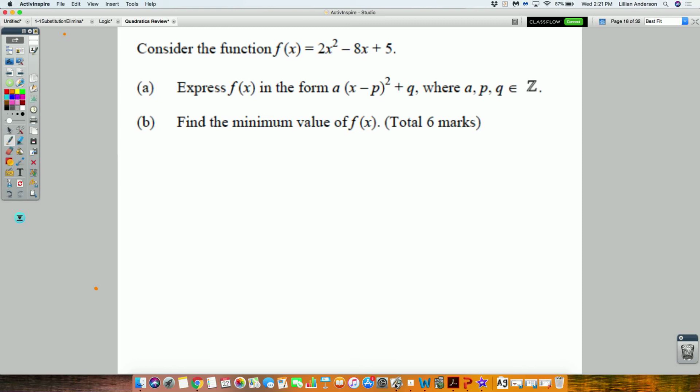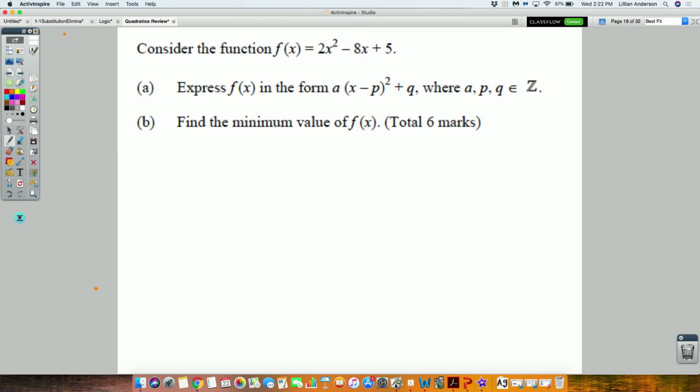Consider this function. Express f of x in the form, as you see there, where a, p, and q are integers. Integers are whole numbers, positive or negative. How did you do this for a? Complete the square. Or finding the vertex. Either way would work. You could complete the square, or you could have found the vertex and then plugged in, because again, the a in standard form is going to be the a in vertex form no matter what.